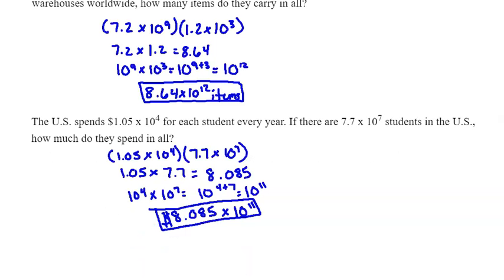And our final question says the U.S. spends 1.05 times 10 to the 4th dollars for each student every year. If there are 7.7 times 10 to the 7th students in the U.S., how much do they spend in all? So because it's happening over and over and over again, it tells me it is multiplication. So I'm going to multiply my mantissas of 1.05 and 7.7 to get 8.085. I'm going to end up adding my exponents for my powers of 10 to get 10 to the 11th. If I put those two together, I get 8.085 times 10 to the 11th dollars.